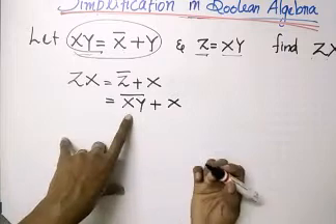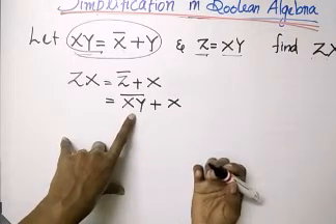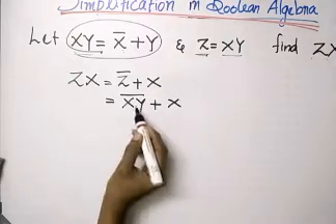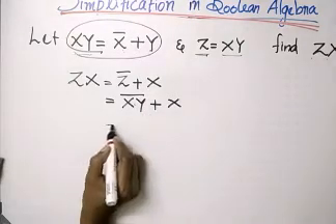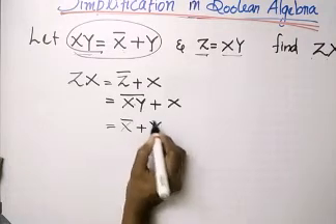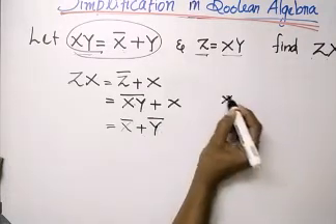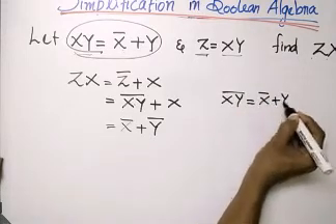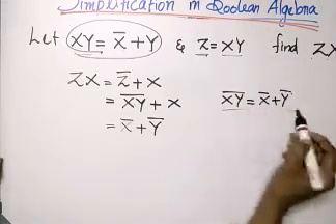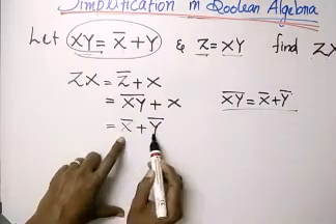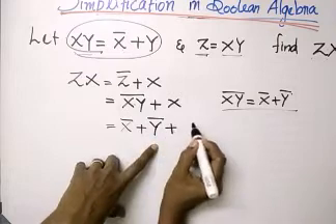Then I am applying De Morgan's theorem here, that is, I am splitting this complement and changing the AND operation. Then it will be x bar or y bar. As per De Morgan's theorem, xy whole bar is equal to x bar or y bar. I have applied this theorem here and I obtained x bar or y bar, then or x.